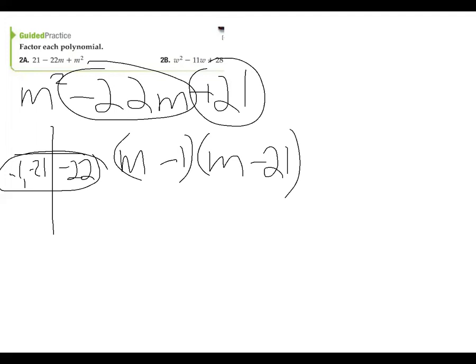Okay, and if we FOIL those out, you will get m squared minus 1m minus 21m plus 21, and then the minus 1m and the minus 21m will add to -22m, and you get the right answer.